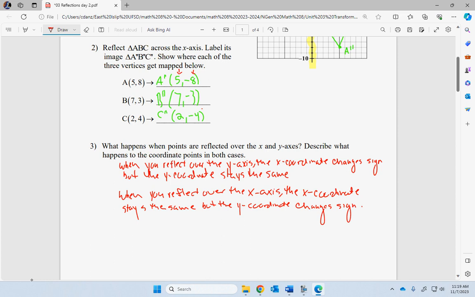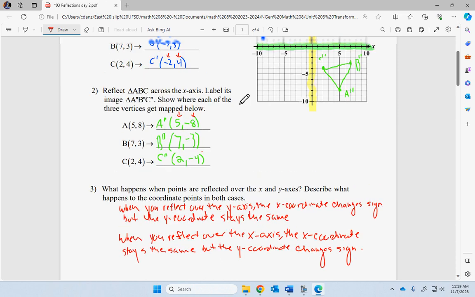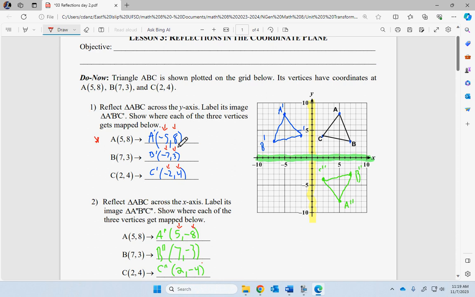So it's actually pretty easy to tell if you're doing a reflection over the x-axis or a reflection over the y-axis correctly, since it seems like the numbers stay the same, it's just one of them changes signs. So just remember, when you go over the x-axis, the x stays the same. The y is the thing that changes signs. And when you go over the y-axis, the y stays the same. It's the x-coordinate that changes signs.